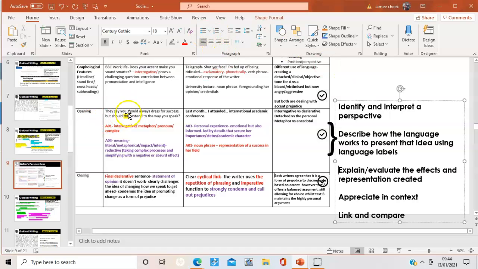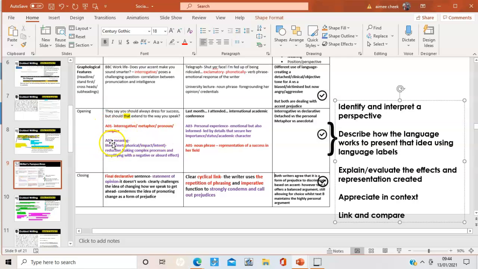So look, I'm over here in my table. When we were last together, I said, okay, the opening sentence from text A says, "They say you should always dress for success, but should that extend to the way you speak?" I'd already made some notes that it's an interrogative, it's using a metaphor about dressing. We've got the pronoun "you" that might be worth looking at. That little highlighted part tells us that this is a complex sentence.